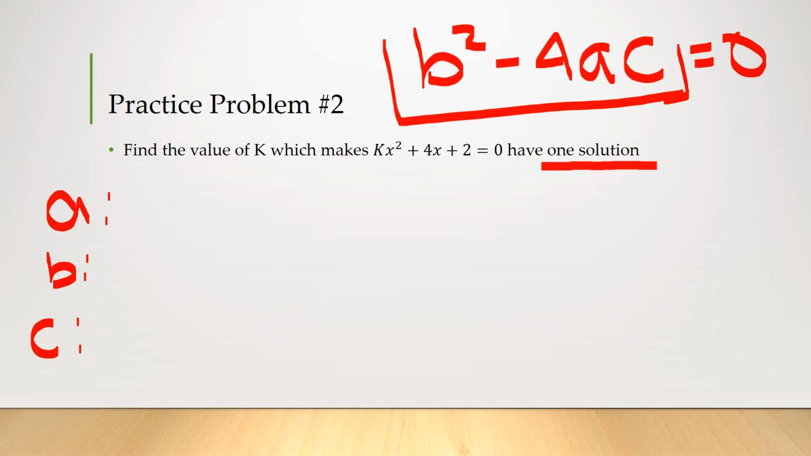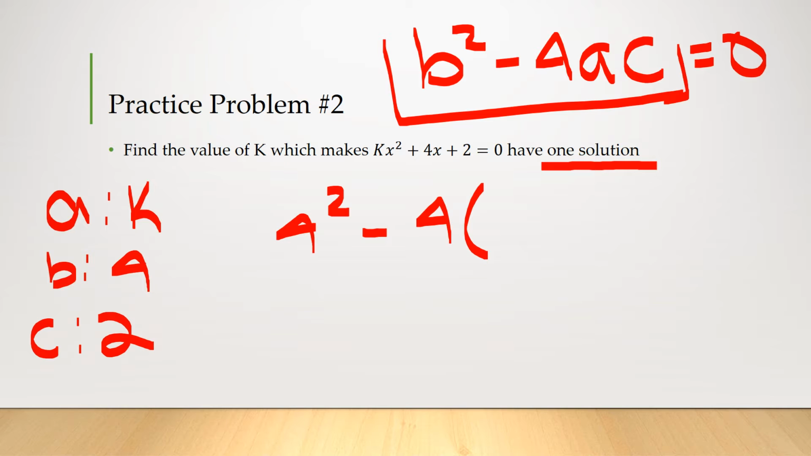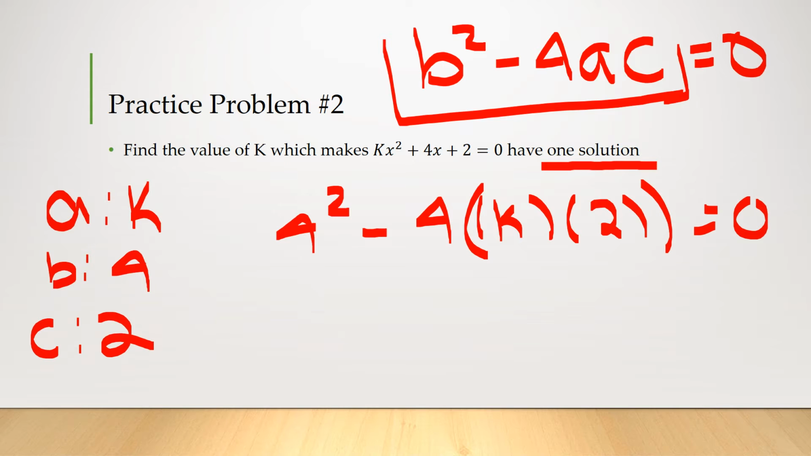Okay, the a here is k, the b is 4, and the c is 2. Let's plug it in. 4 squared, b squared, and then minus 4, our a, k, and then the c, which is 2, still equal to 0. Now 16 minus 4k, so negative 4 times k is negative 4k, times 2 is negative 8k, equal to 0.